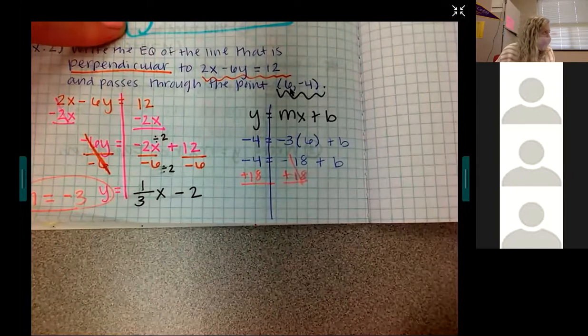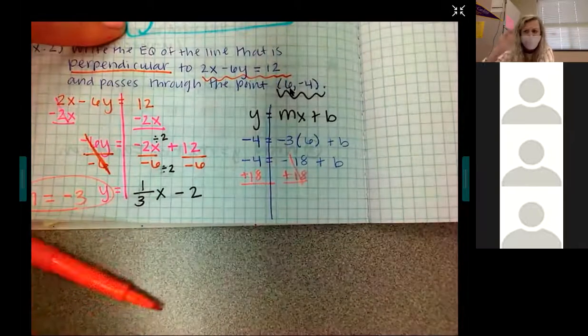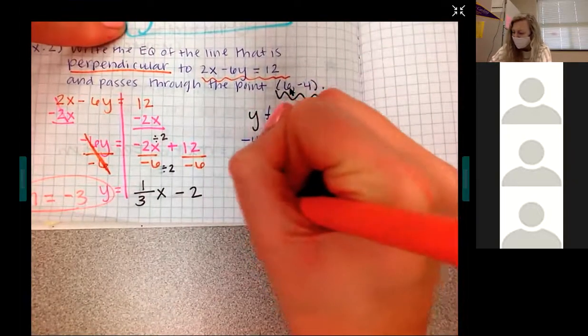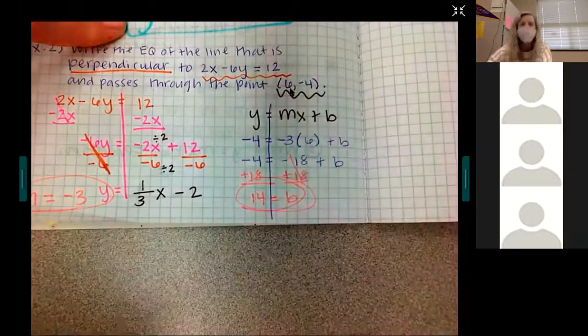Y'all can use your fingers. What does 18 take away 4? 17, 16, 15, 14. Dang. I'm not asking y'all to do much today. The base is 14.